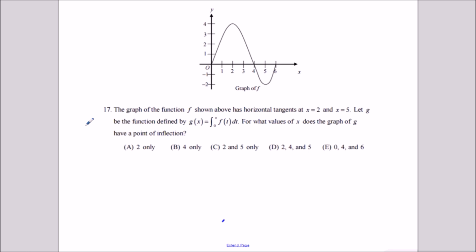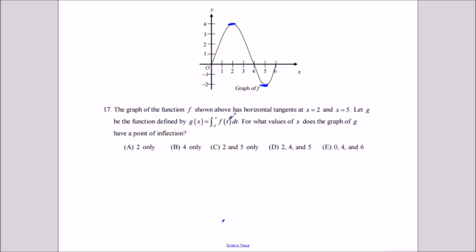Now for the next question, we have the graph of a function f shown above, and we have horizontal tangents at x equals 2 and x equals 5. So we can mark this off here. Horizontal tangents means zero slope. And they're saying let g be the function defined by g of x equals the integral from 0 to x of f of t dt. And for what values of x does the graph of g have a point of inflection?